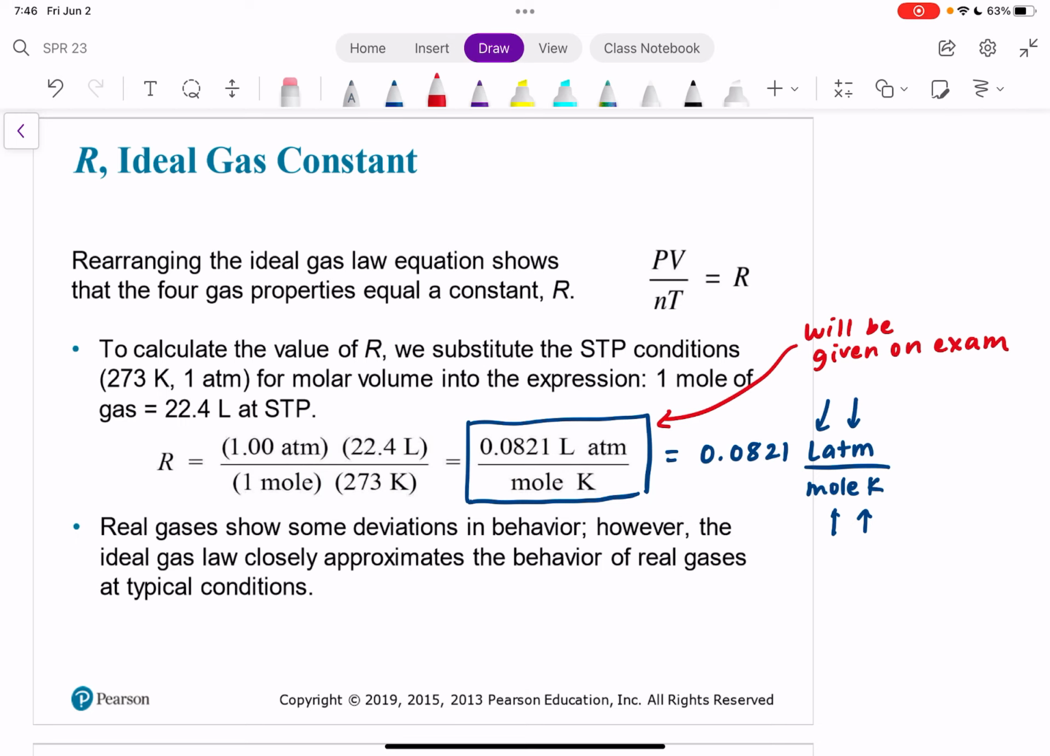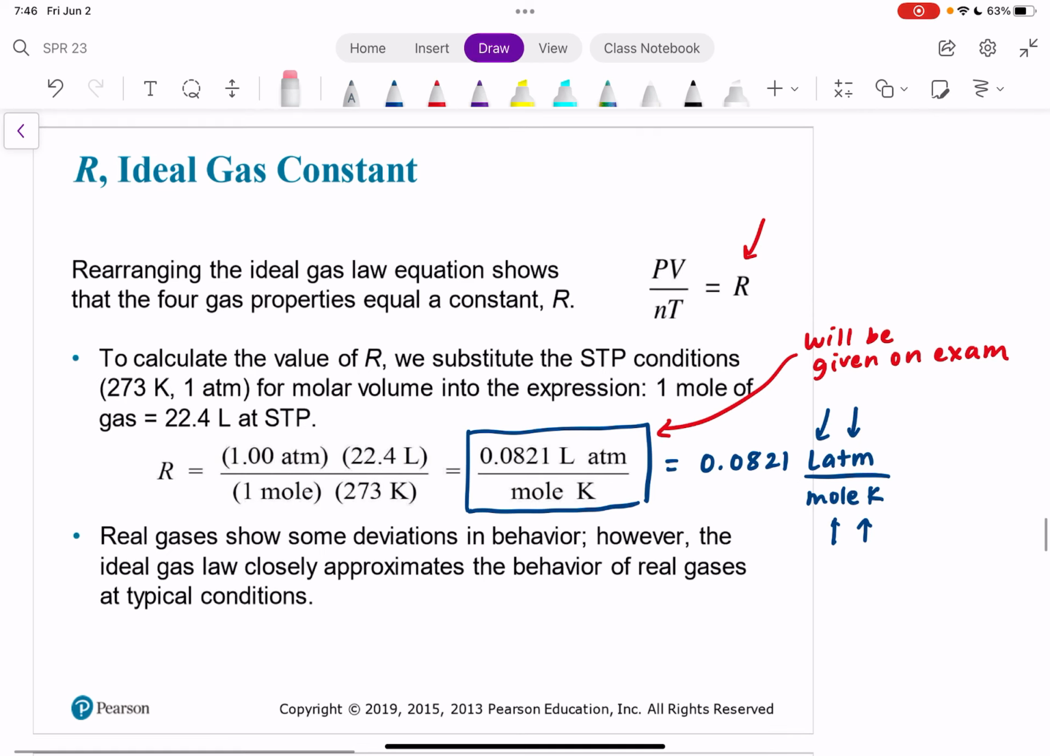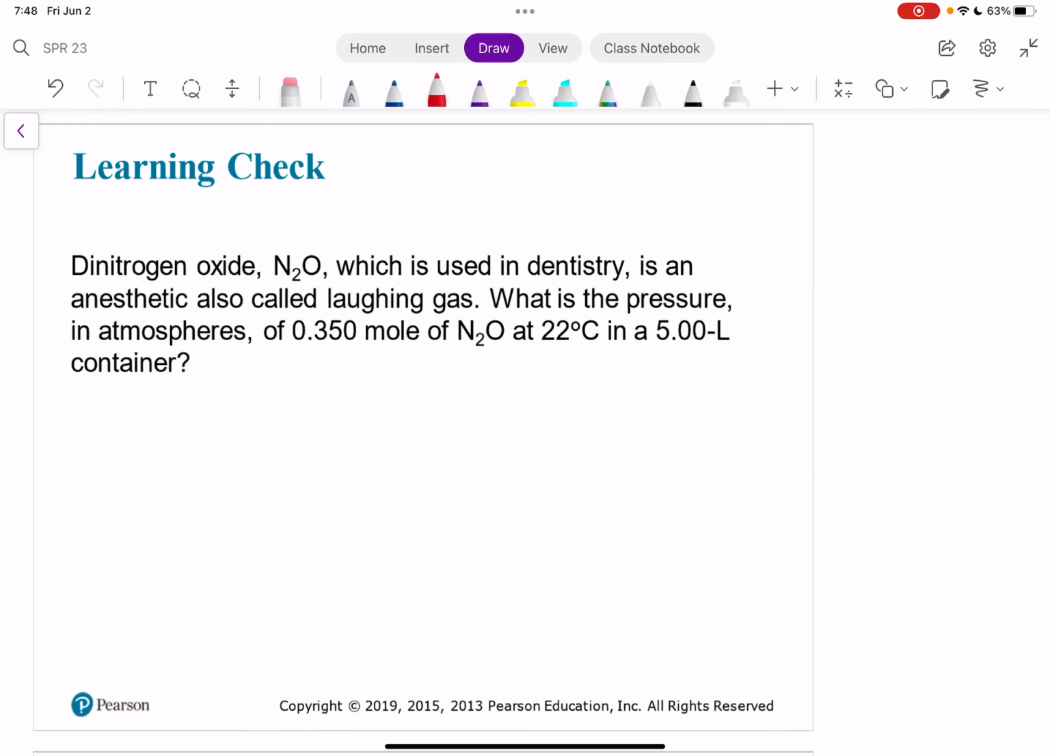But when you're looking at the ideal gas law equation, you do need to know that R is the gas constant. I'll put R equals this number on the exam, but when you look at that equation and wonder, what the heck is R, you need to know that's my gas constant. There are actually a couple of different gas constants, but for this class, we're only going to talk about this particular gas constant. Okay, so learning check.